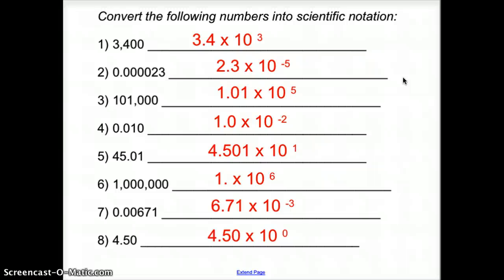Now, go down to number 8, and this one already has the 4 in the ones place, so you don't actually have to move the decimal. So that's why it is 10 to the 0, because remember, anything to the 0 is 1, so 10 to the 0 equals 1, so basically you have 4.50 times 1.